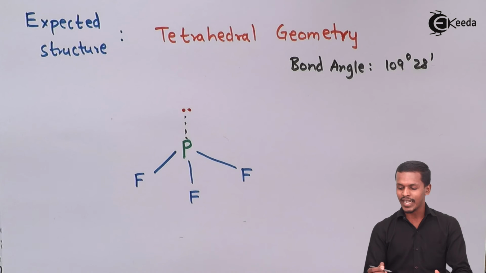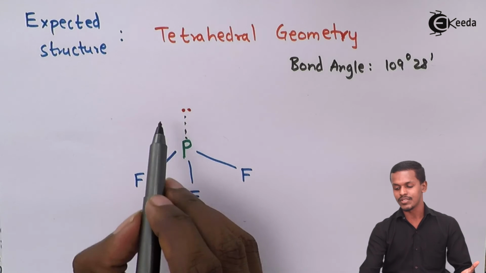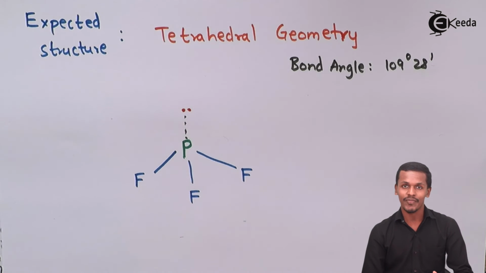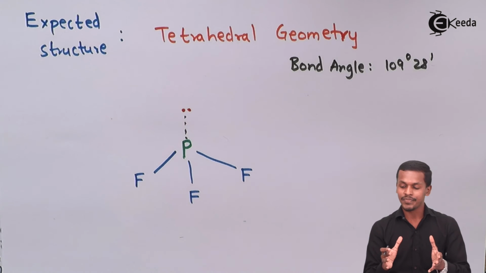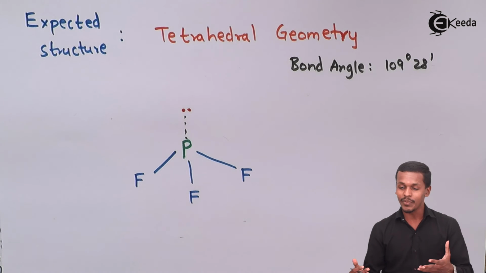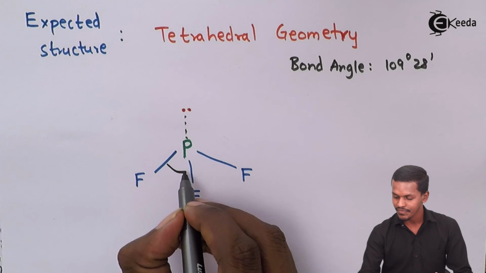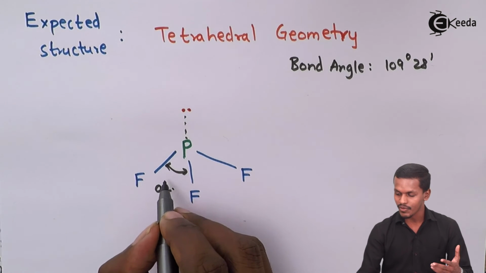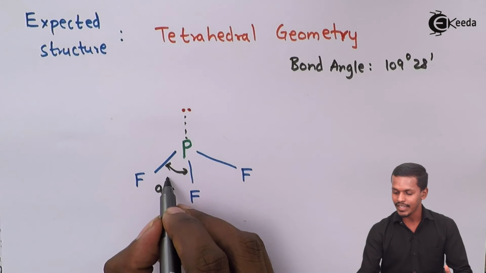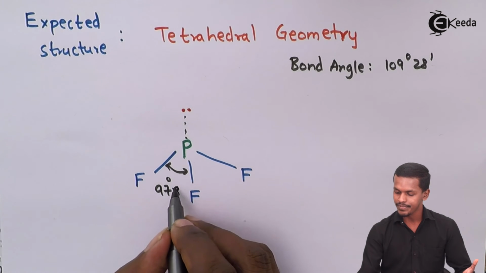because fluorine is more electronegative, and obviously the lone pair of electrons will have an effect on it. That's the reason the bond angle will now be reduced. So from 109 degrees 28 minutes, it has been reduced to 97 degrees 8 minutes.